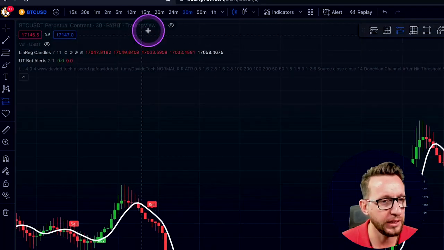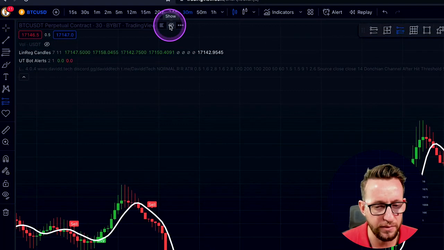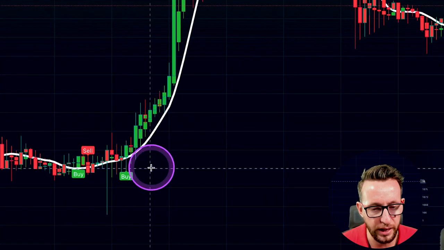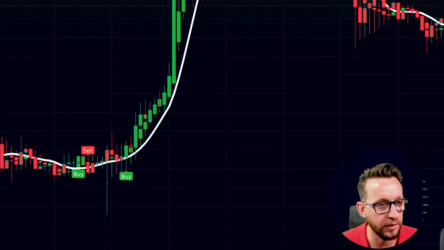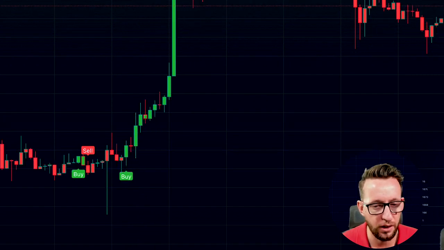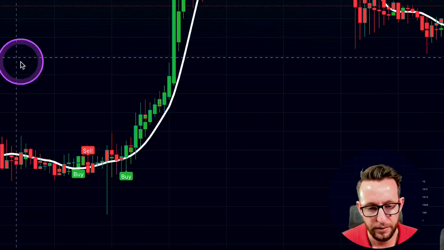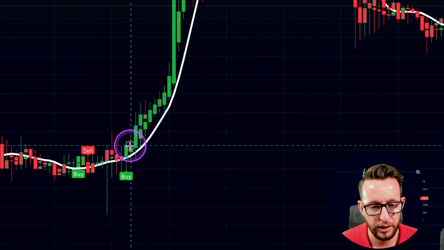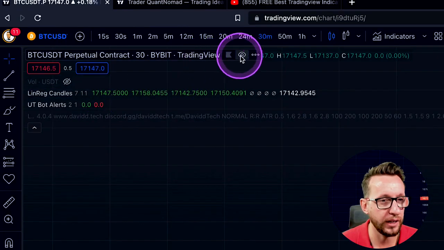So this would have been an absolutely perfect long position. We would actually get in on the candles. It's a bit misleading really, because we'd actually get in on the candles here, not on the linear regression candles. So let me hide them very quickly. It would be this one here. So you would have got in there. Okay, so I can now hide the candles again.